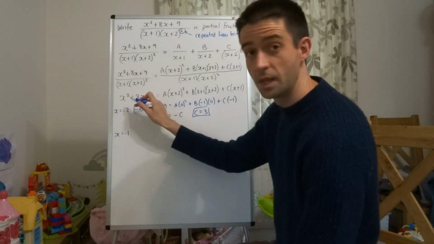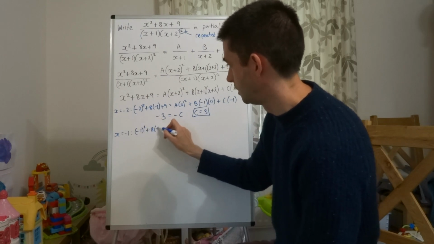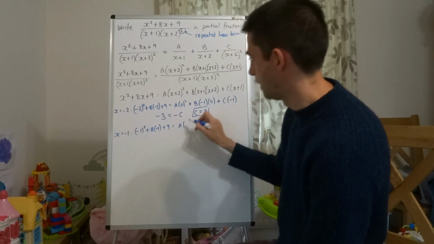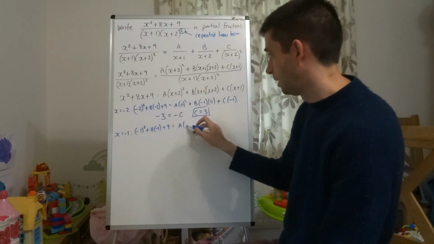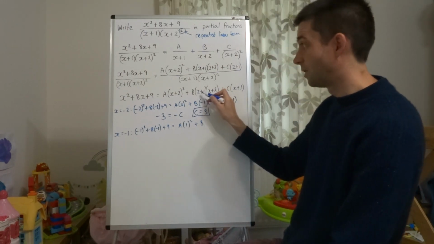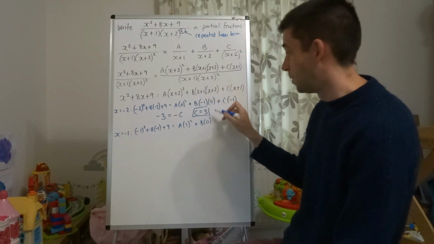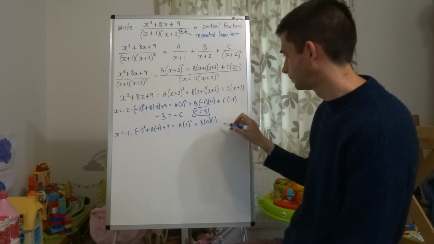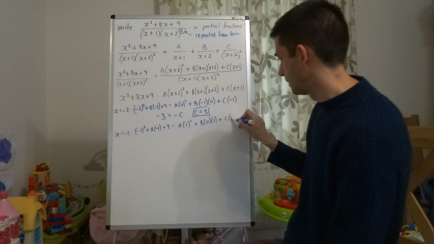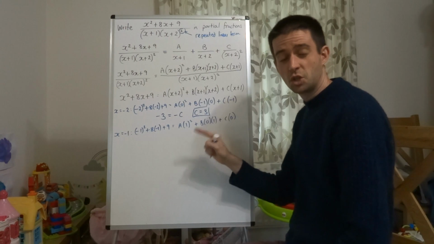So substitute it in on the left-hand side: negative 1 all squared plus 8 lots of negative 1 plus 9 equals a. Now, if I put negative 1 into here, I'm going to have 1 squared plus b. If I put negative 1 in here, I'm going to get 0. And if I put negative 1 in here, I'm going to get positive 1. And then plus c. If I put negative 1 into here, I'm going to get 0. So again, 2 terms going to 0, leaving me with just the 1 that I'm going to solve.